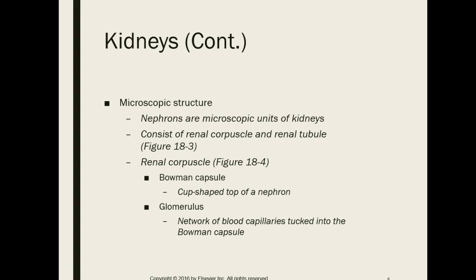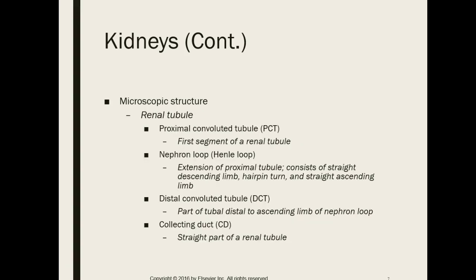The renal corpuscle is divided into two parts, the Bowman capsule and the glomerulus, and then the renal tubule is divided into four different parts. We have the proximal convoluted tubule, nephron loop or Henle loop, the distal convoluted tubule, and then the collecting duct. The proximal is the first segment of the renal tubule.